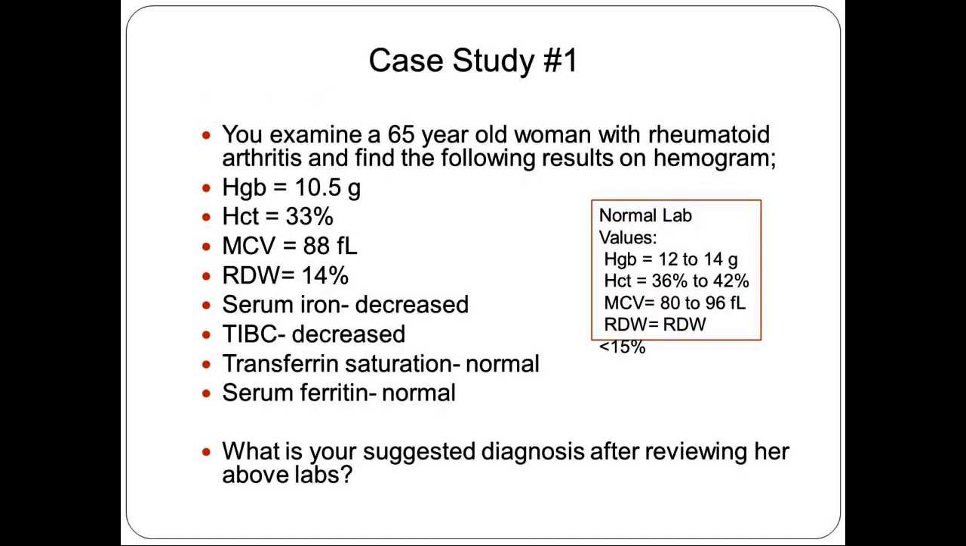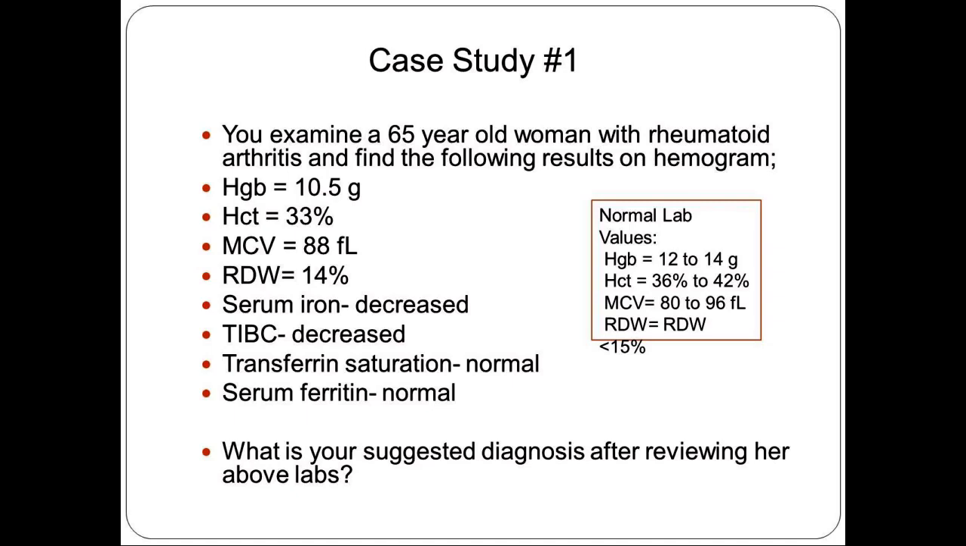Okay, so first you're going to examine a 65-year-old woman. She has rheumatoid arthritis, and you find the following results in the hemogram. So you're going to start from the top and go down. The hemoglobin is decreased, her hematocrit is decreased, her MCV is normal, as are her RDWs. Her serum iron is decreased, her TIBC is decreased, and her transferrin saturation is normal, as well as her serum ferritin. So if you look at the chart on the right, I put in the normal values so you can kind of look over there.